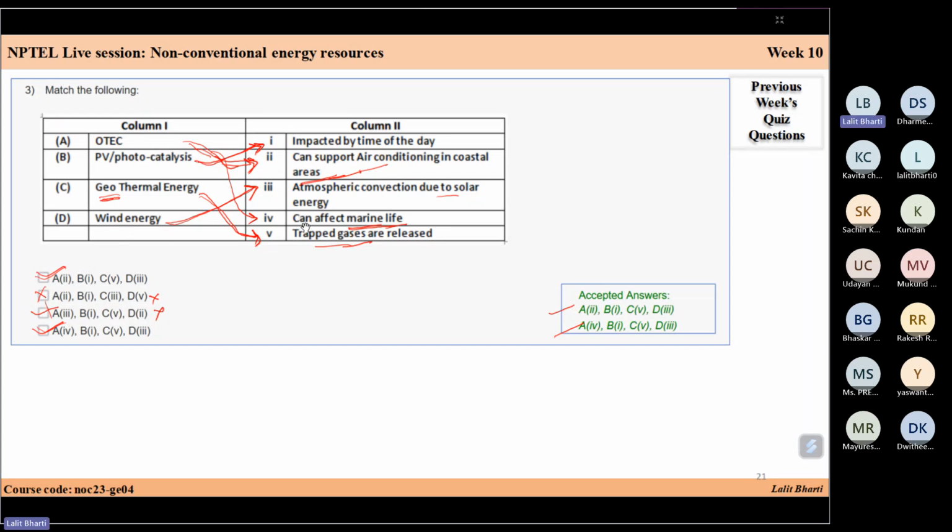Then, what can affect marine life. We know that OTEC is the one related to marine life among all four. Then trapped gases are released. Trapped gases are basically related to geothermal energy, because this energy is obtained from the high temperatures beneath the earth's surface. So if we have any trapped gases, the option fourth is related to C. So your option first and option fourth will be correct, and second and third will be incorrect in that case. It is just to match column 1 to column 2.